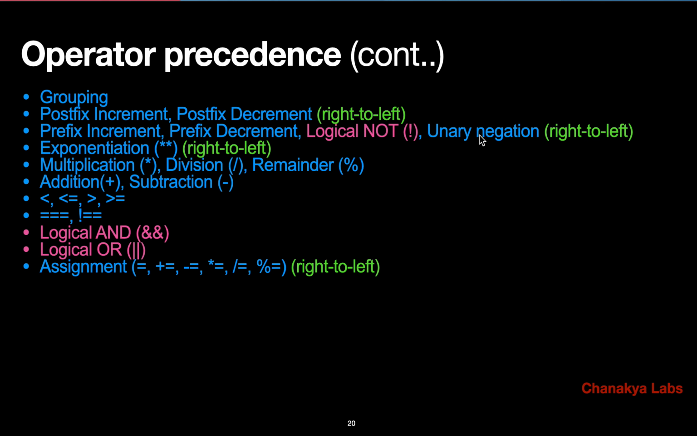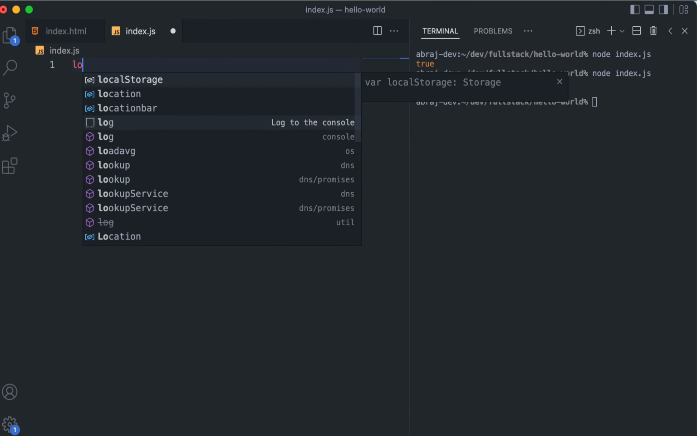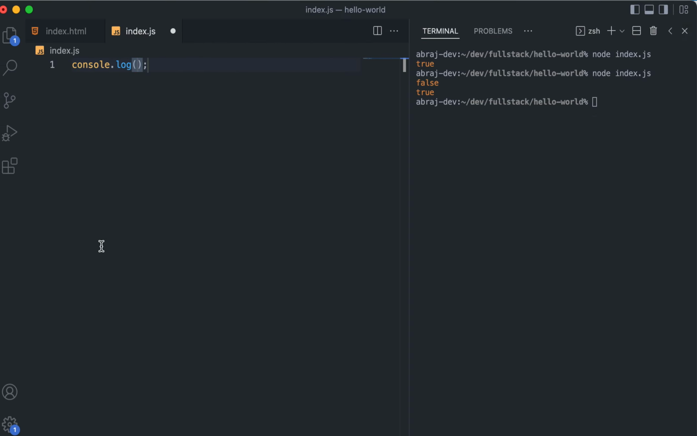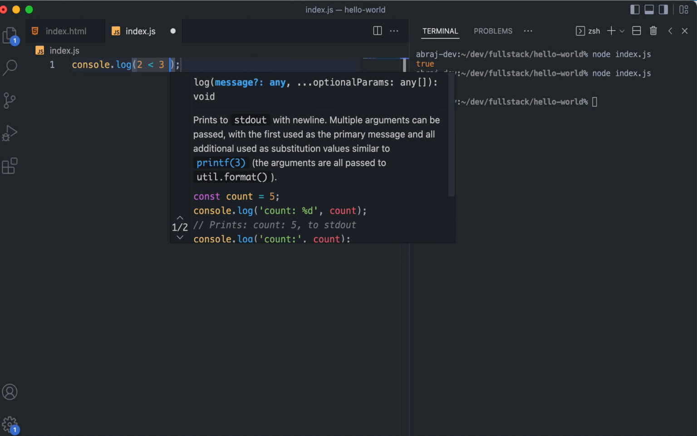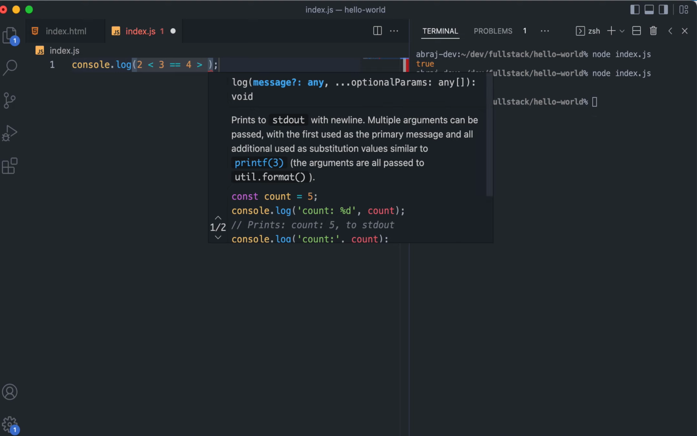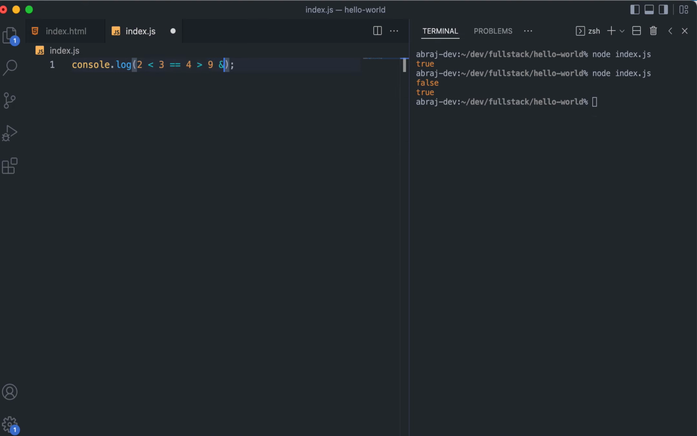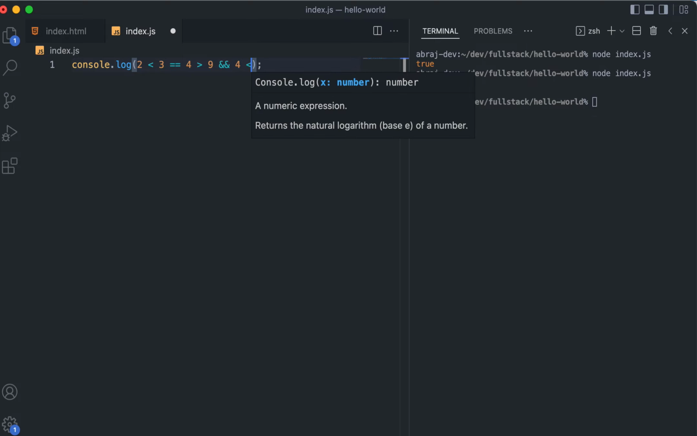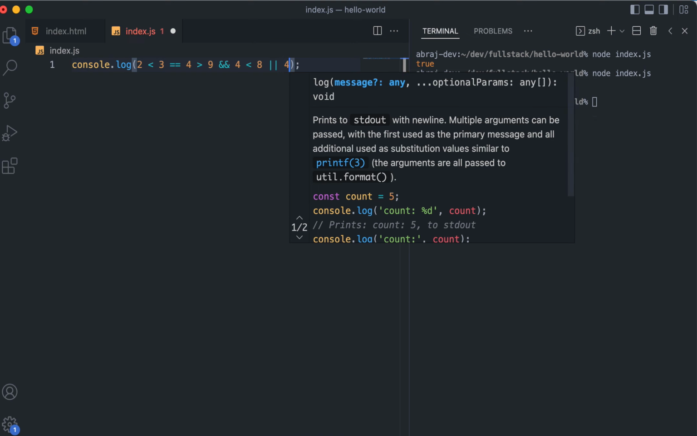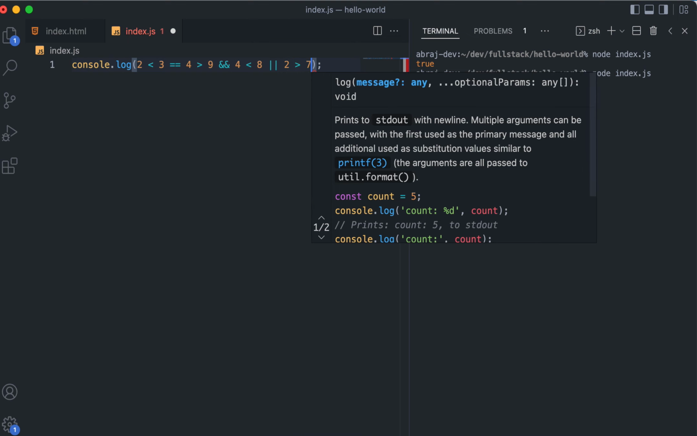And not will be like, whenever you see unary negation, you give it priority. At that point, give the priority to logical not also. Which means that if I have a complicated expression which involves less than, equal to, and all those things, so let's say 2 is less than 3, equal to 4 is greater than 9 or something like that, and there is an and, then let's say 4 is less than 8, or 2 is greater than 7, something like this is written.